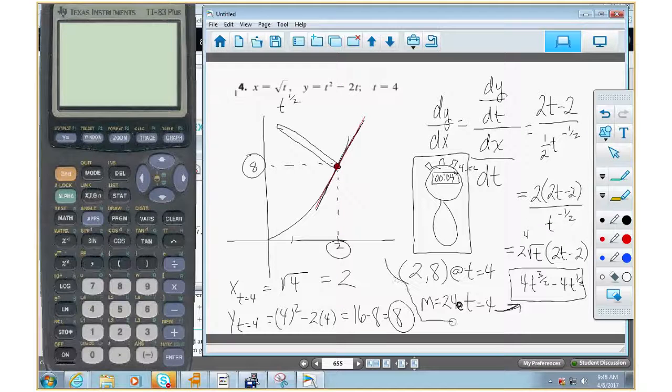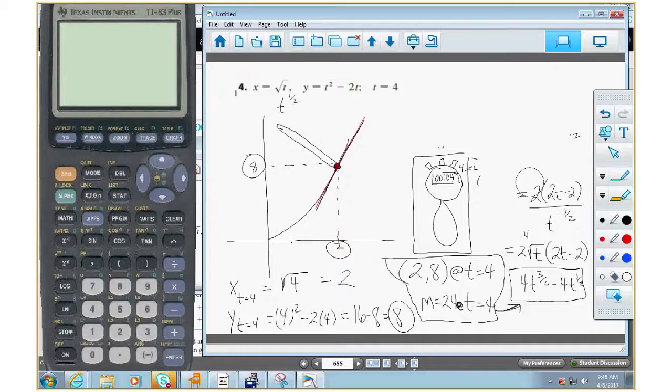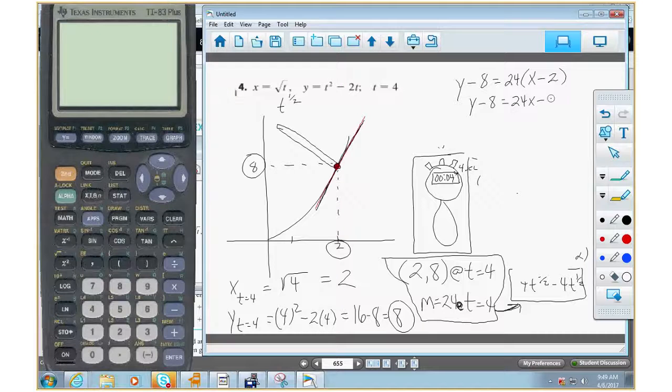So now we've got this information, and we plug it into the point slope equation. So y minus 8 is equal to 24 times x minus 2. Y minus 8 is equal to 24x minus 48. Bring plus 8 over here. Y is equal to 24x minus 40. And you can tell by that 24 that that's a pretty steep slope.